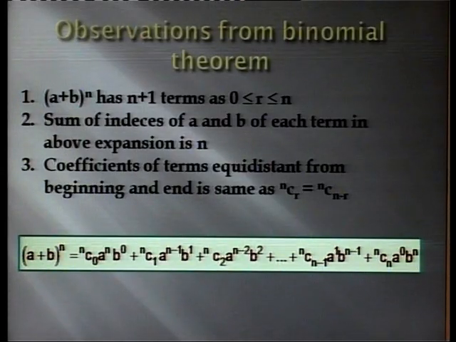And of course, this is also just a simple consequence of the remark which I mentioned in the beginning, that is nCr is equal to nC(n minus r). So, this means the terms equidistant from the beginning and the end, or from left or right, are essentially the same.